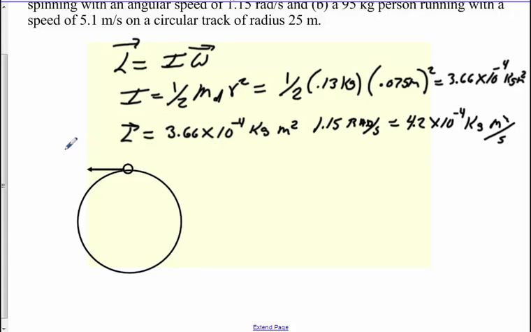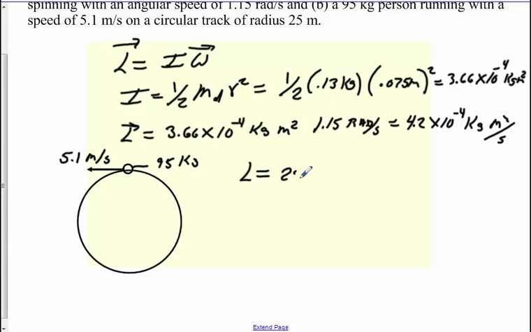I will give that velocity of 5.1 meters per second. Okay, it's a 95 kilogram person. All right, could I not just then say that L is equal to R cross P, or my linear momentum? The radius here is going to be 25 meters.